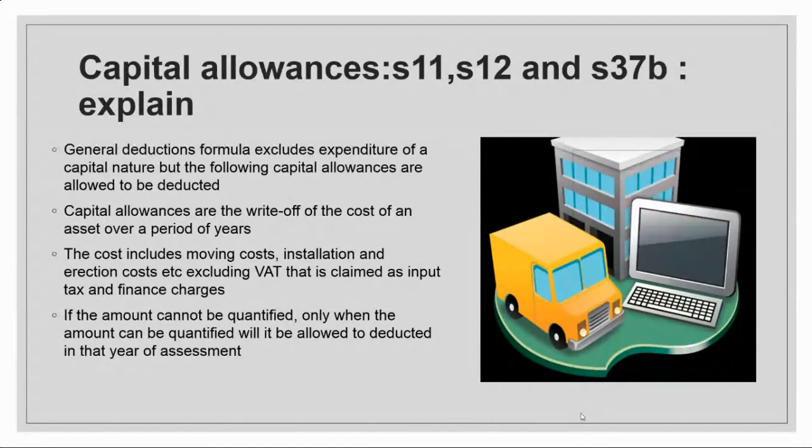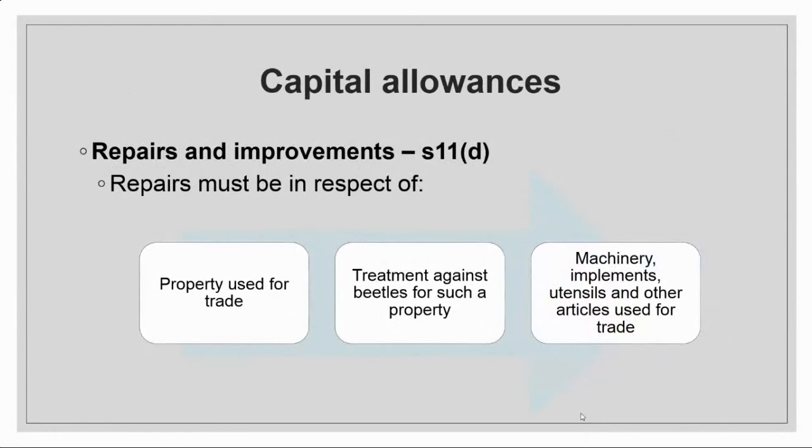If I purchase something secondhand, then there is the assumption that there is notional input VAT included in that amount that I need to remove. And if an amount cannot be quantified, you can only deduct it once you can determine the amount. Now, repairs and improvements, you need to distinguish between what will happen to the asset. Will the asset be returned to its former condition, or will it actually be improved? Will it be made better?